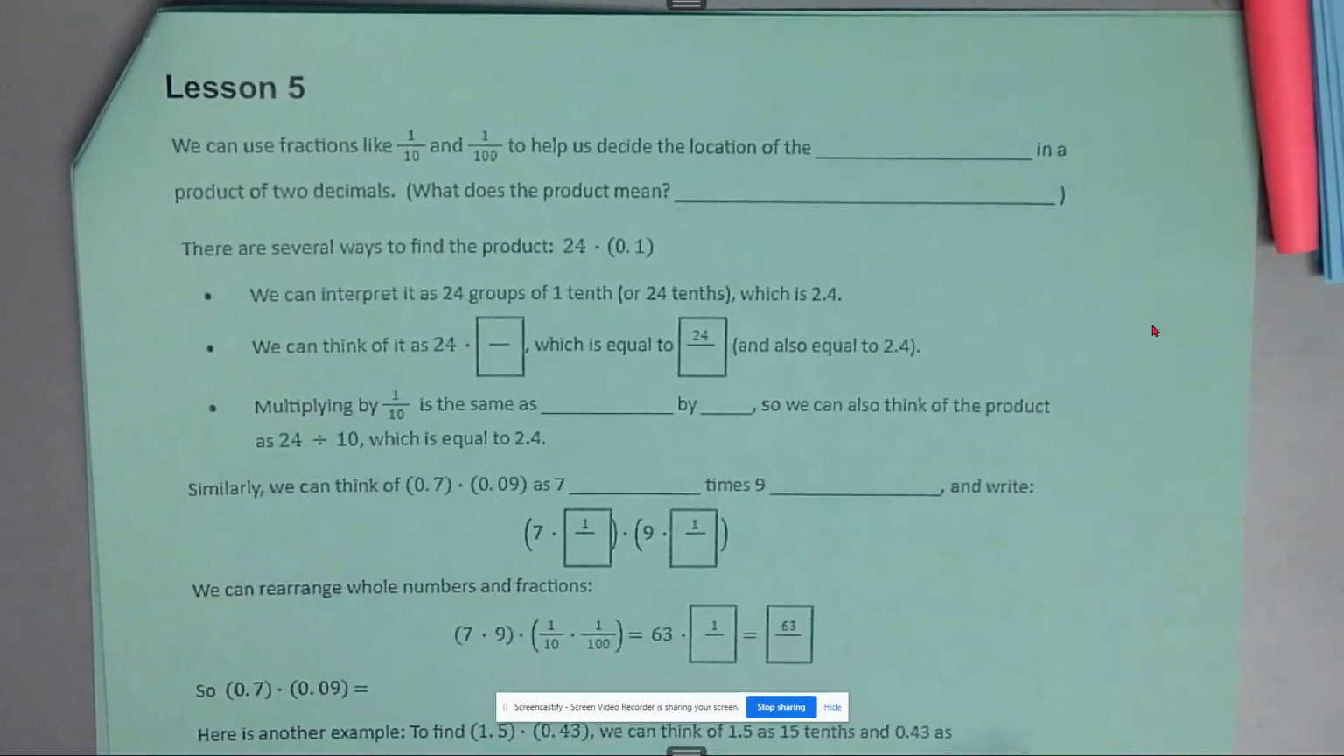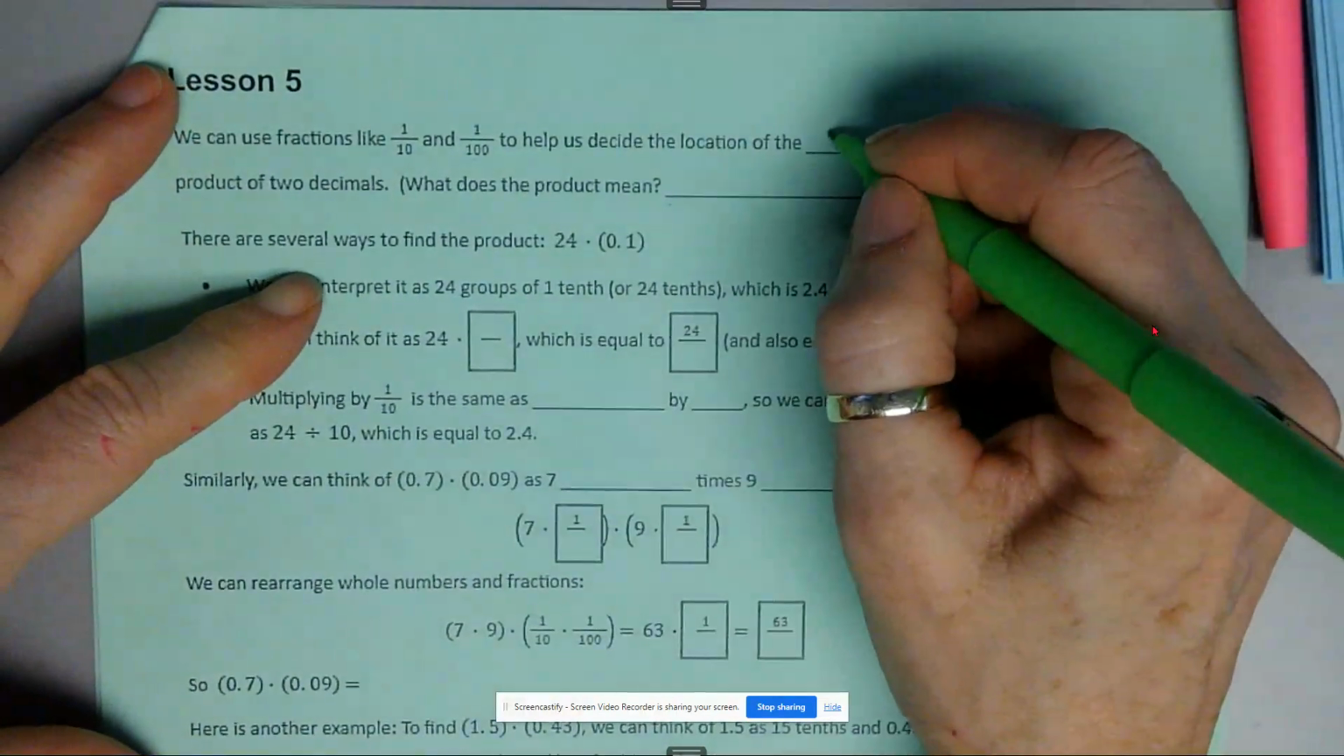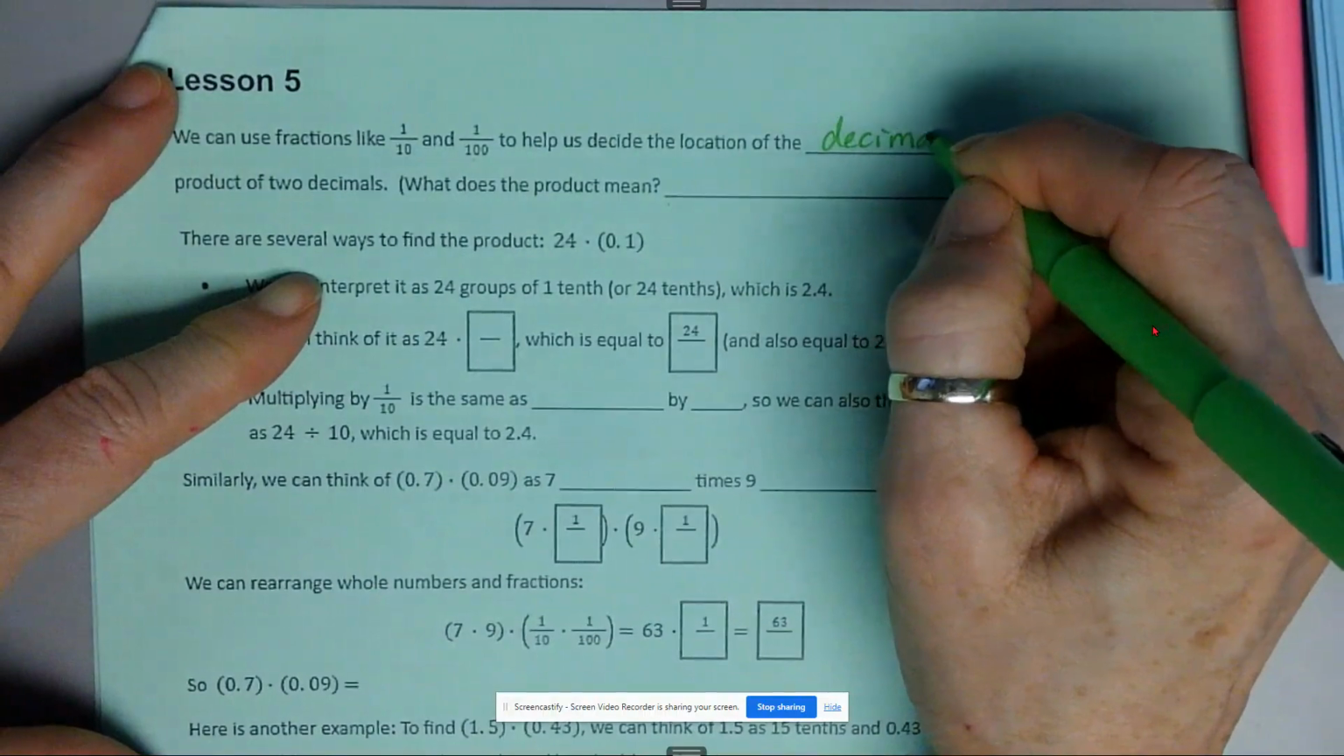Hey guys, lesson 5. This is going to be an Edpuzzle, so you will be expected to stop periodically and type in your answers. In lesson 5, we're learning how to use our fractions to help us decide the location of the decimal point.